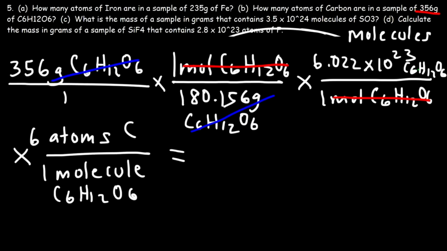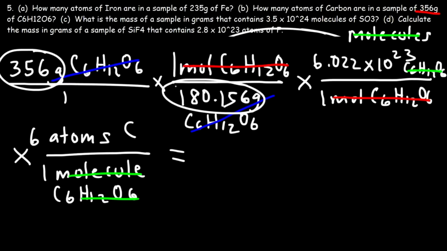So now every unit has been canceled except the unit that we want to get, which is atoms of carbon. So now we just got to do the math. So it's going to be 356 divided by 180.156. Take that result and then multiply it by Avogadro's number, and then multiply that by 6.